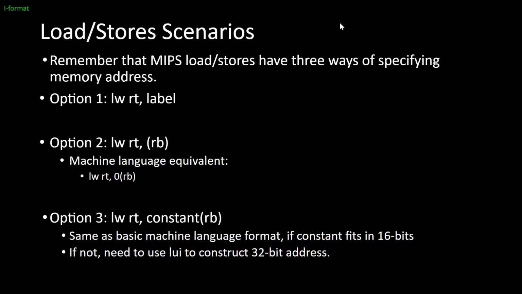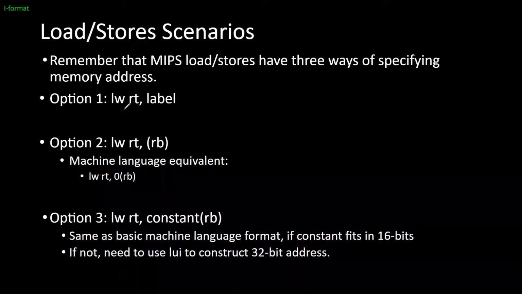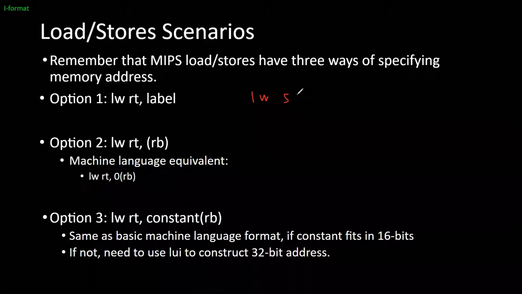We have seen in previous chapters that load and store word had three different ways of specifying the memory address. So we said that, for example, you can do something like that. You had load word, a register, and a label. So this was one way. And then somewhere you had the array label. You just put the label, and that label is pointing to that address that you want to load from.